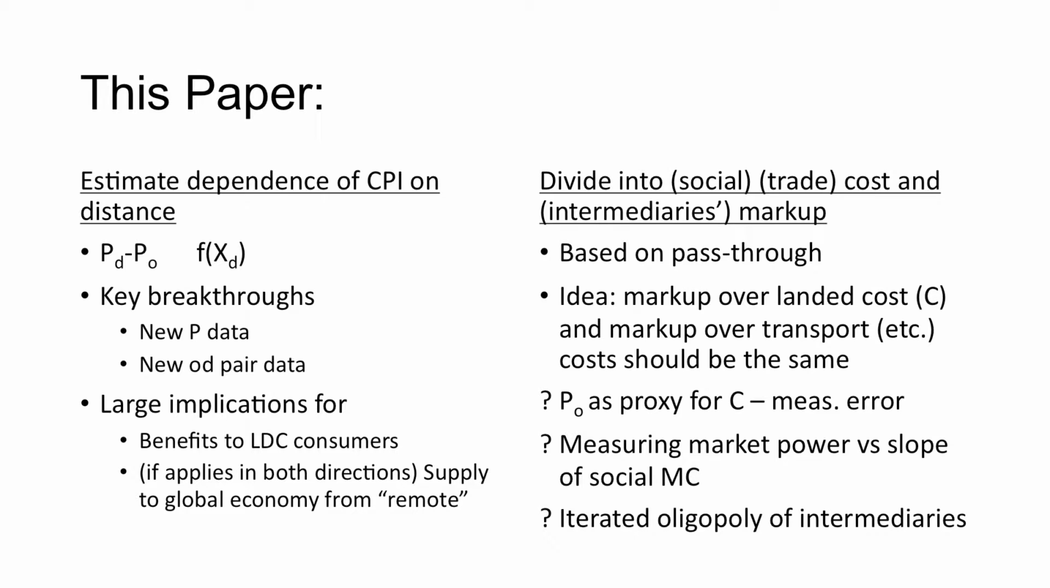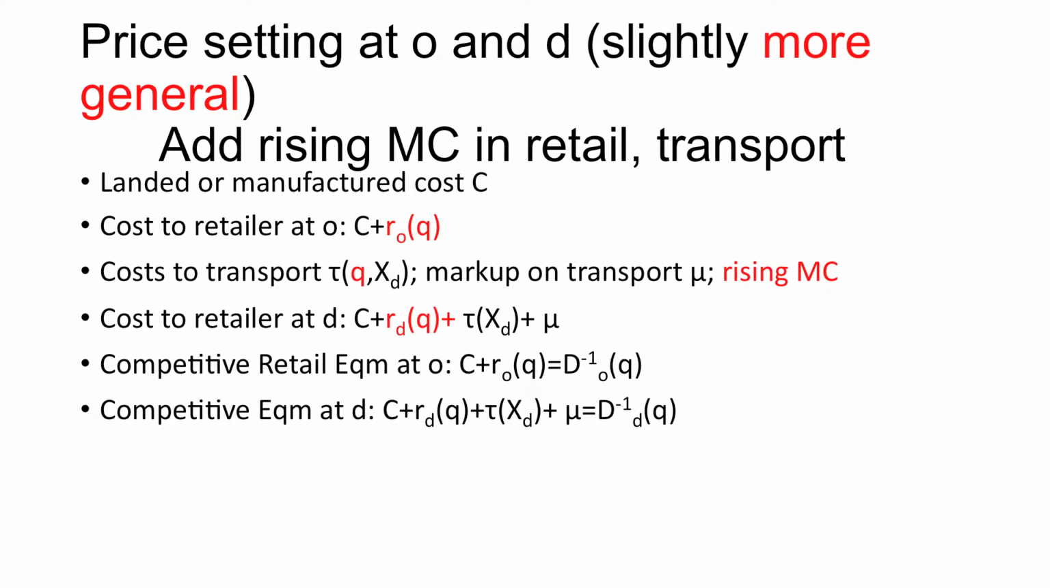To do everything I want to do, I only need a tiny bit more general model than the one Dave showed. The two differences are that he differenced it in location, and I'm not going to difference it. And I'm going to let marginal costs be rising. I'm going to let the tau function depend on quantity. I'm going to let there be rising retail marginal costs. That's all I'm going to need.